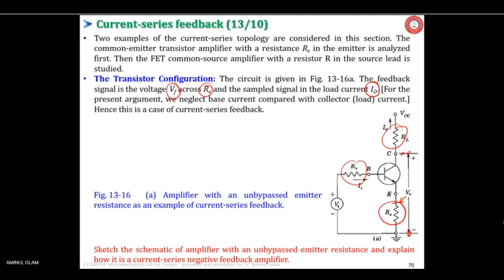Feedback signal is the voltage VF across RE and the sampled signal is the load current IO. For the present argument, we neglect base current compared with collector current. Once again, we are not going to consider the IB flowing through. IB is not being considered here for simplicity. Hence, this is the case of a current series feedback.